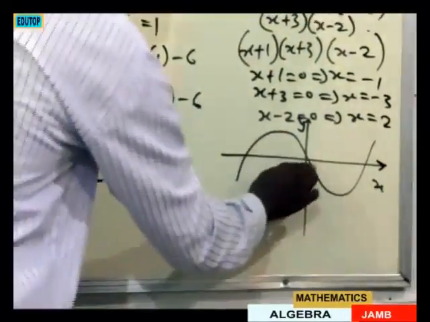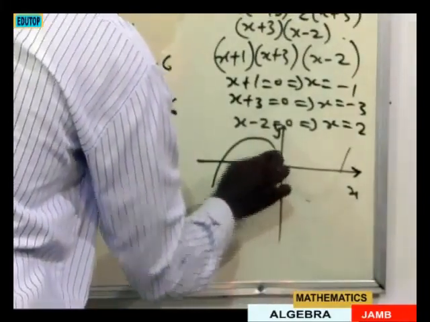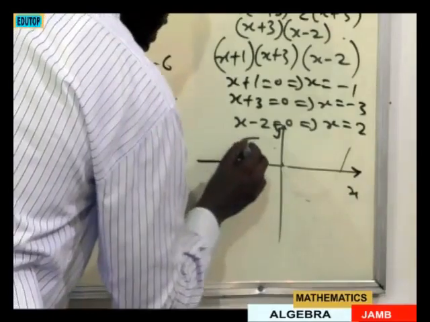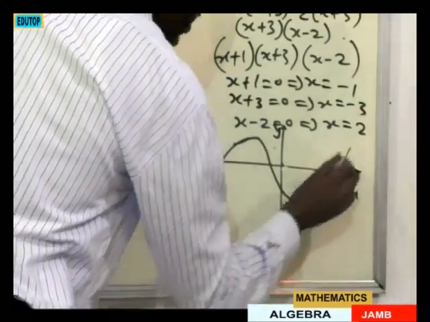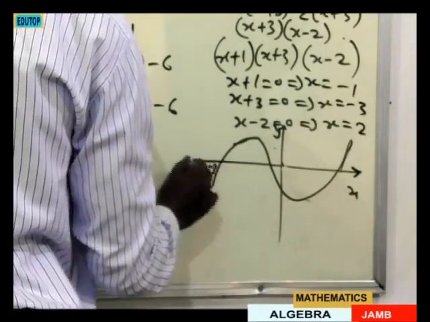remember that at this point, it will not pass through 0 since 0 is not one of the stuff. So it will just cut like this and go like this. So then maybe at this point, maybe you have -3 here.